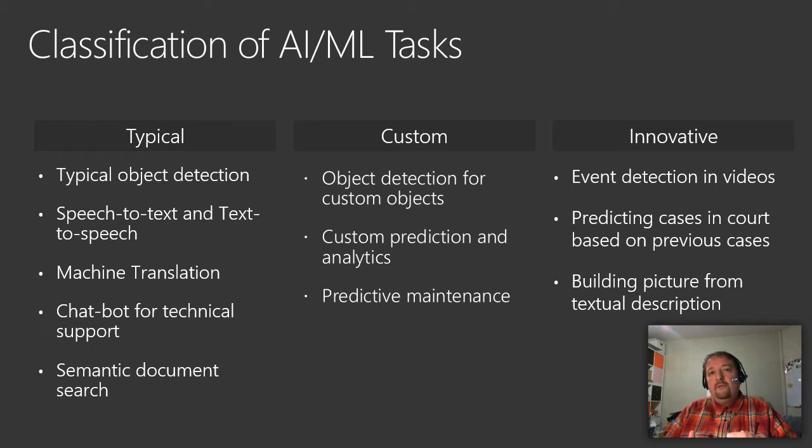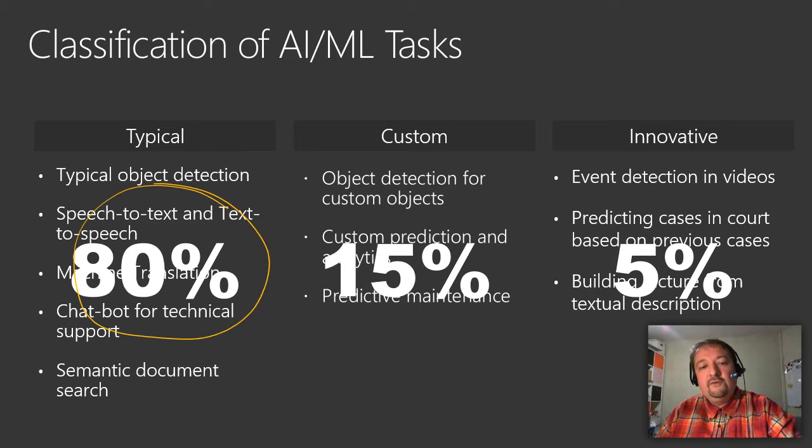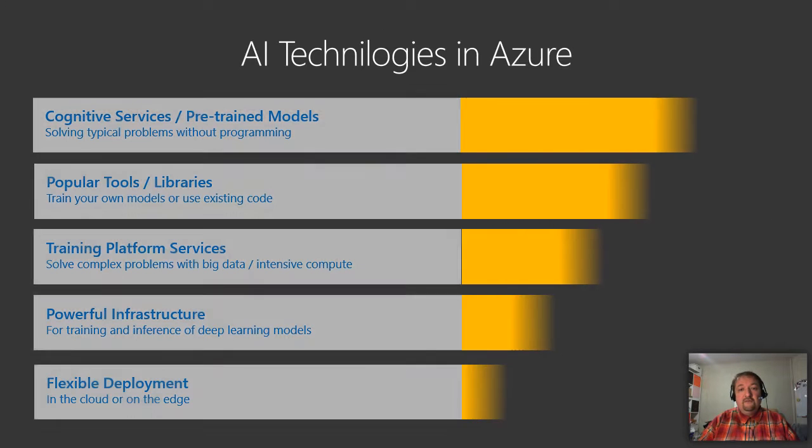And finally, there are problems which are really difficult to solve and nobody really in the world knows how to solve them well. For example, detecting events in videos, like detecting when there is a football goal in the match broadcast, or building a picture from textual annotation. Those problems are kind of state of the art. And luckily in business, there are very few really innovative problems that come up. And most of the problems are really typical. So there are many tasks that can be solved using existing models. And that's why Microsoft provides some pre-built existing models in the cloud, which are called cognitive services.